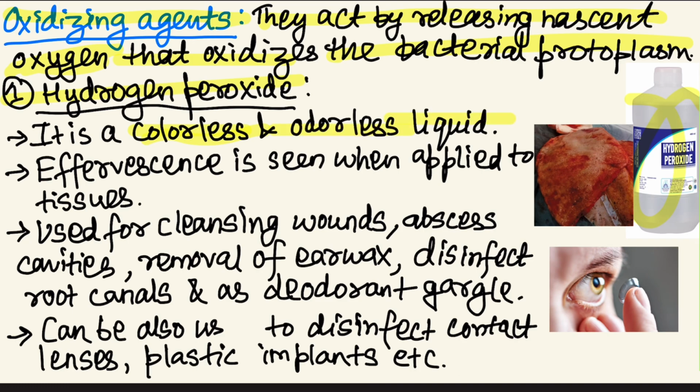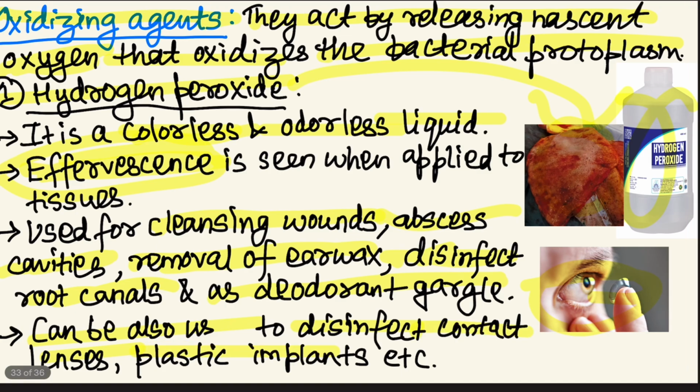Whenever we apply hydrogen peroxide to the tissue, we can see effervescence, that is the release of gases, that is bubbles. It is basically used for cleaning the wound, abscess cavities, removal of earwax, disinfecting root canals, and it is also used as a deodorant gargle, that is to decrease the odor from the mouth. It can also be used to disinfect contact lens and also the plastic implants.